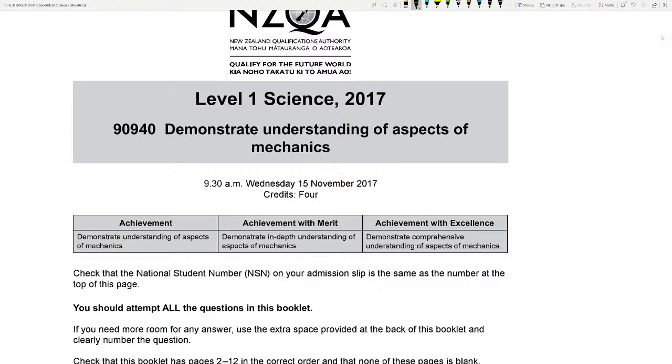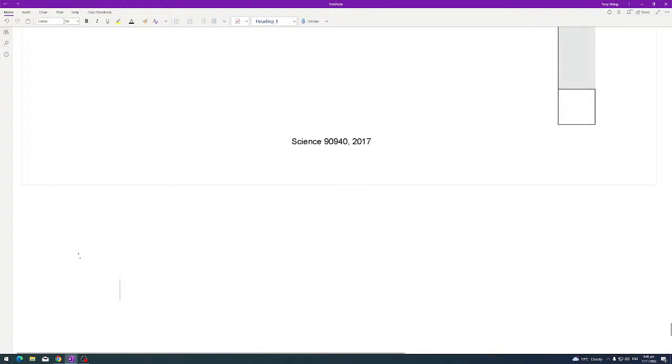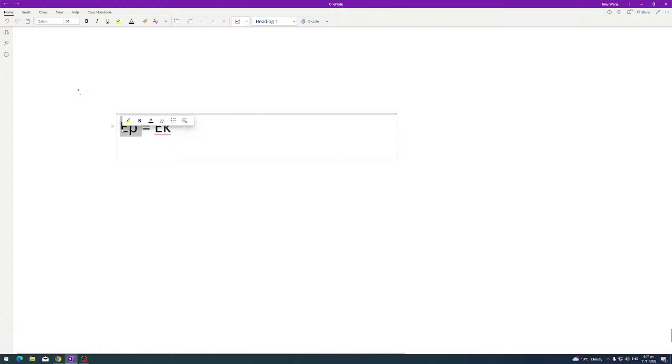I'm just going to type it here. So what that means is you are assuming that EP equals EK. If you know the mass, the gravity, and the height, you can calculate EP, and then you can use that number to calculate the maximum theoretical speed.